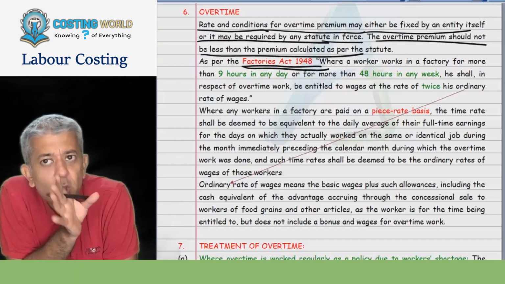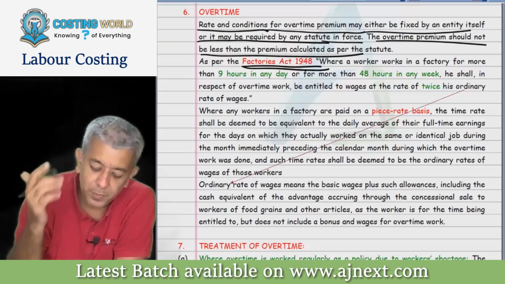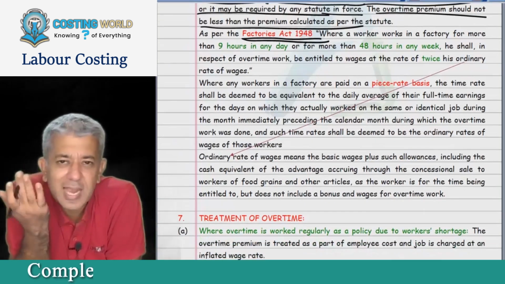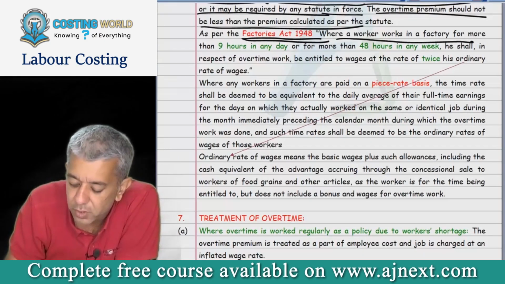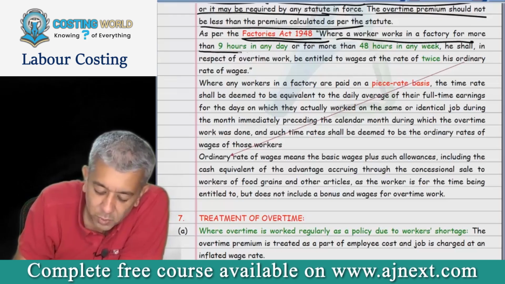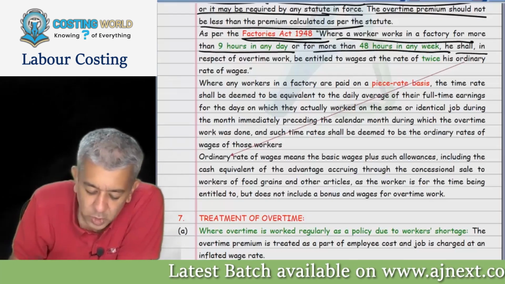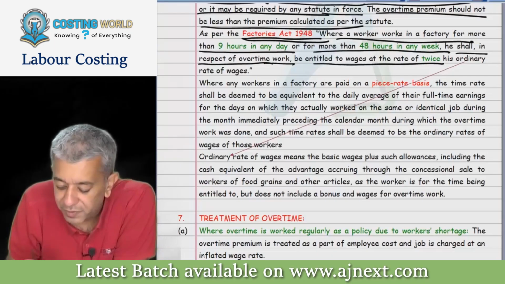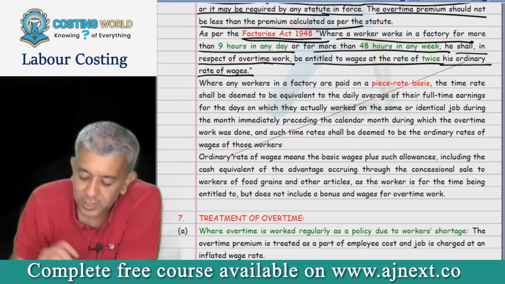Yes. You cannot pay overtime lower than this, no matter which company you are, how big it is. Okay, further. As per the Factories Act 1948, which is a statute, a law that we are talking of, where a worker works in a factory for more than 9 hours in a day or more than 48 hours in any week, he shall be, in respect of overtime, entitled to wages at the rate twice of his ordinary rate of wages.